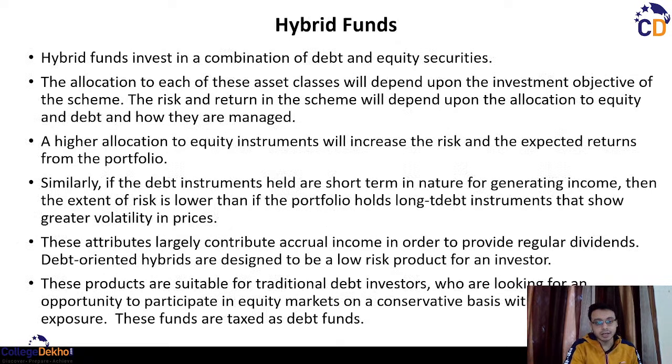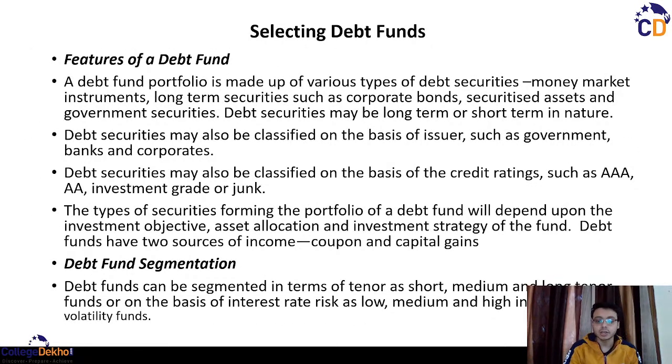And debt fund segmentation, as we have talked about, can be in terms of the tenure: short, medium, long tenure funds, or on the basis of interest rate risk, as low, medium, high interest rate volatility funds. And I told you that when there is high volatility, you can invest in either the fixed maturity plans or the target maturity plans. If the interest rates are expected to rise in future, then invest in short-term bonds. If the interest rates are expected to decline, then invest in long-term bonds or directly invest in a dynamic bond fund, which will take care of everything. Okay.